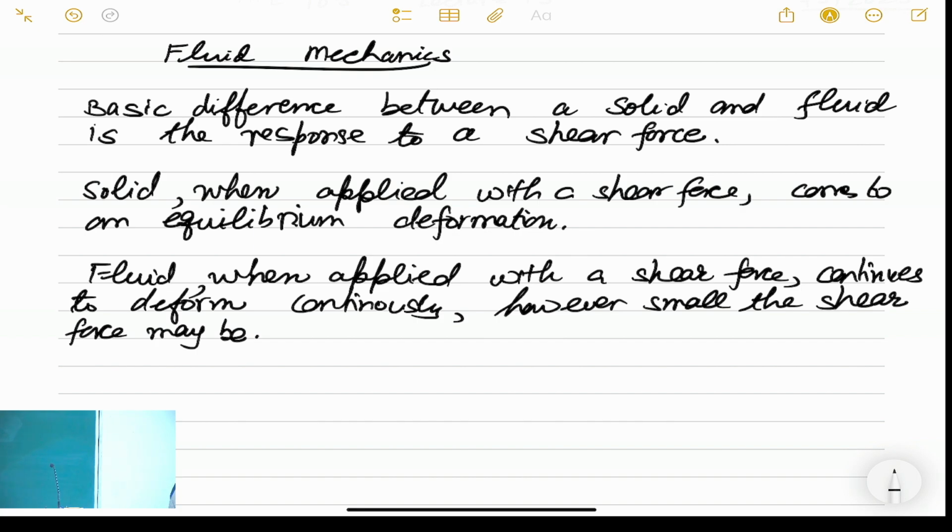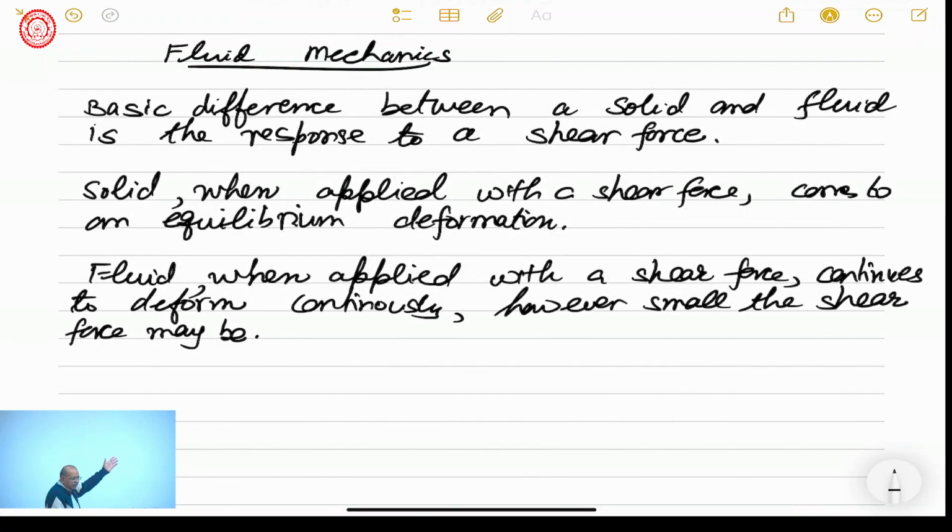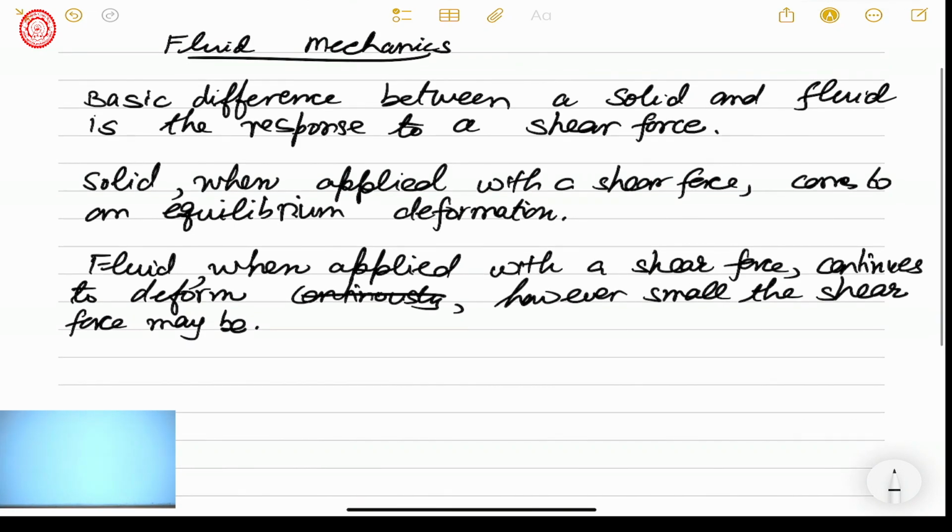I have just written what I said, that a solid, when applied with a shear force, comes to an equilibrium deformation, whereas a fluid, when applied with a shear force, continues to deform. I have used the word continues twice to emphasize that: continues to deform continuously, however small the shear force may be. Probably wrong English, but pardon me for that. That's correct.